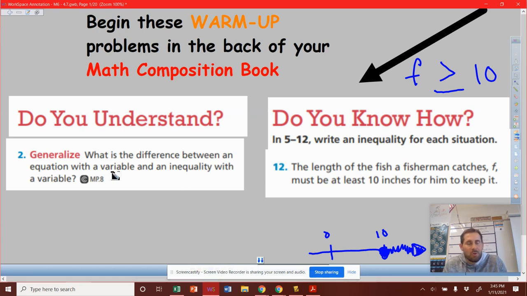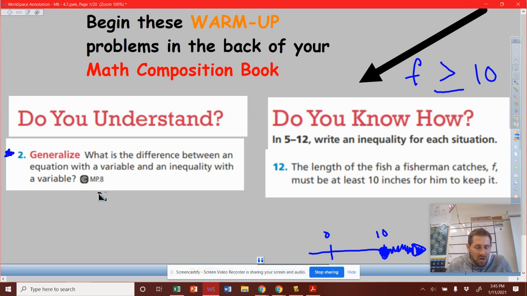Okay, now we're going backwards. We started this problem. It was challenging. We weren't sure about it. I know we didn't even read it, but I had read it before, so I kind of understood. So sorry. So what is the difference between an equation with a variable and an inequality with a variable?